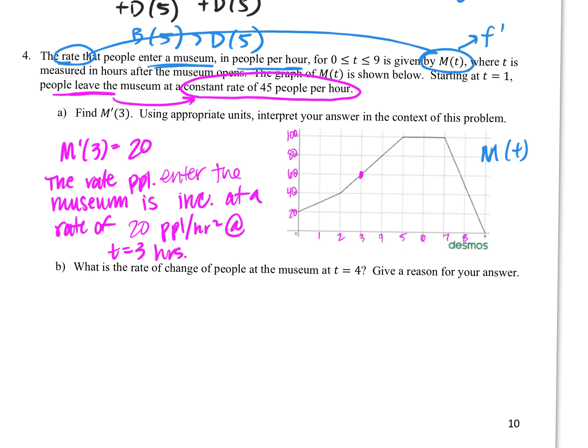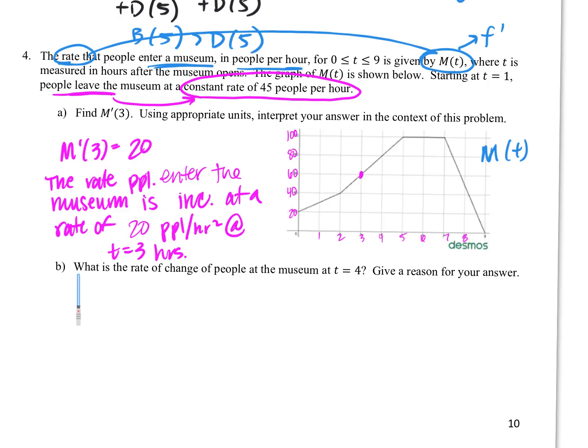Well, they haven't started leaving yet. Well, no, they did, because at T equals 1. And we're saying when T is 3. But look what they asked for. They just said find M prime of 3, Steffi. So if M is just the rate people enter, they're only asking about that rate of them entering.